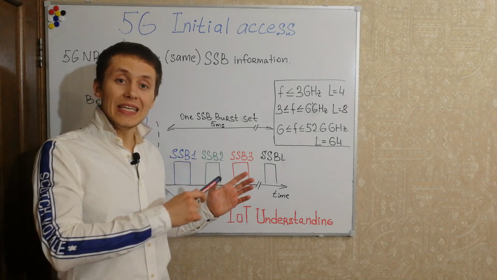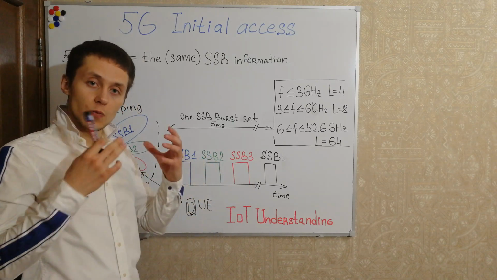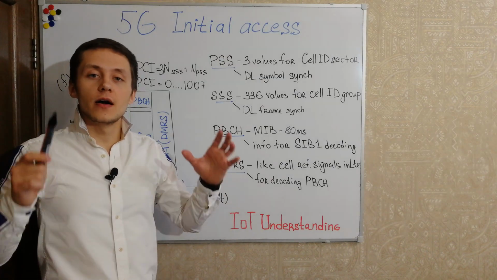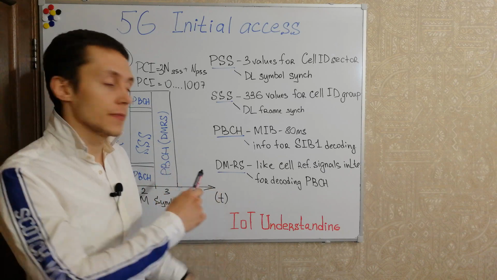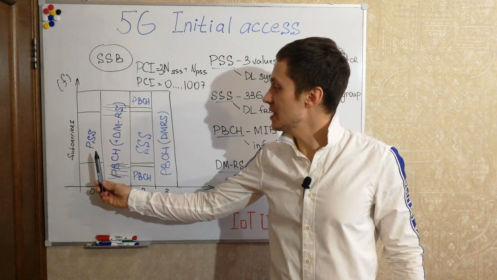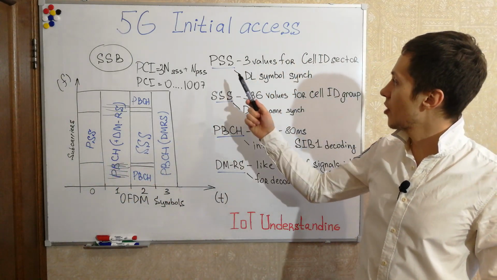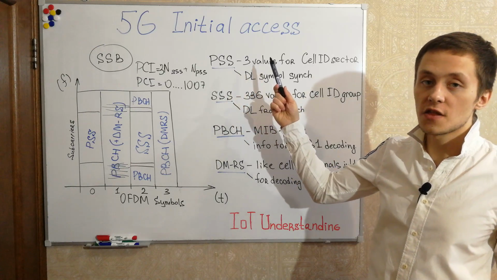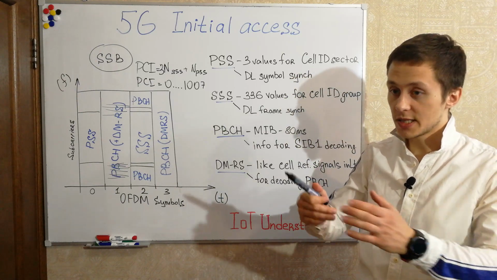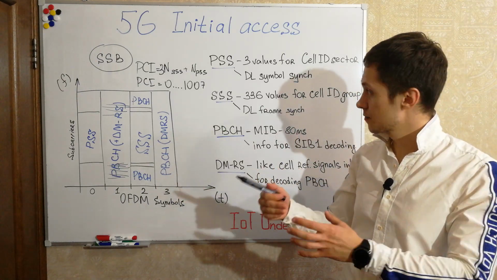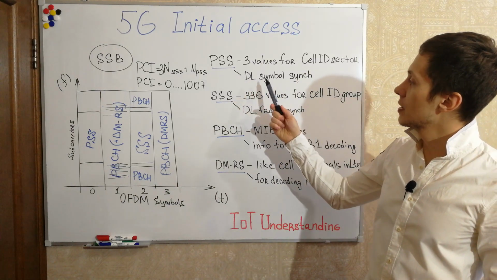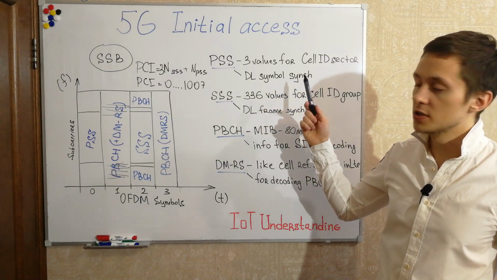So let's look inside the SSB block, which signals and messages it contains. The first signal is PSS. This is the primary synchronization signal. It has 3 possible values, and it is used for defining the cell ID sector, the direction of the sector. Also, this signal is used for downlink symbol synchronization.